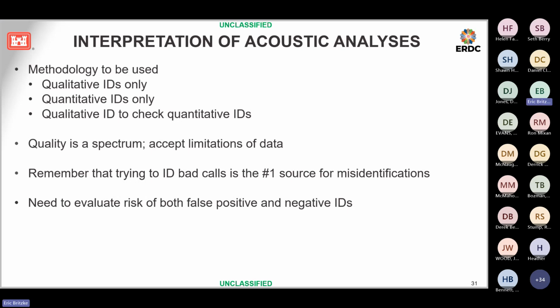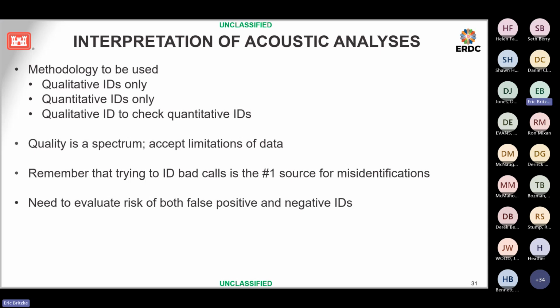So when we talk about the interpretation of the acoustic analysis, there's a bunch of different options in terms of methodology. One, you could do qualitative identifications only. You could just look at each individual file. Like I said, very time consuming, but you can do that. You can get a species list and do that. You can do a quantitative only. So the program spits out the answer, you just take the answer and you move forward. Nice, easy to do. There may just be some issues associated with that.